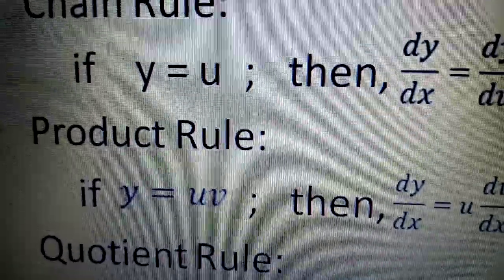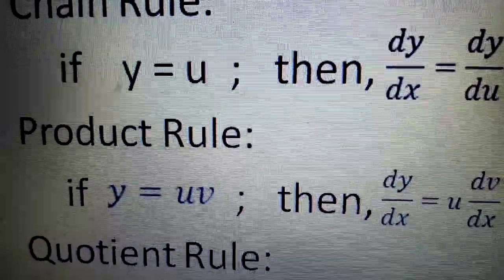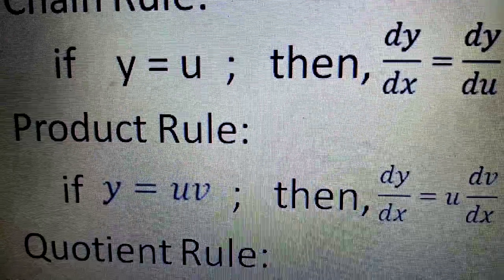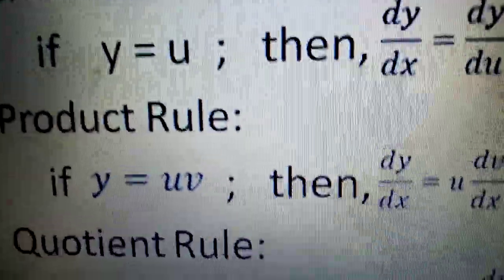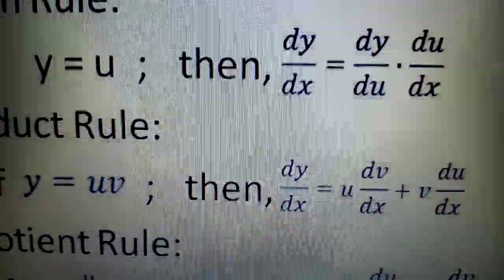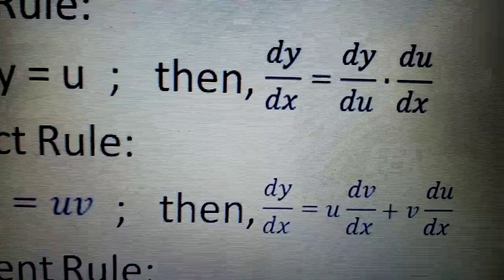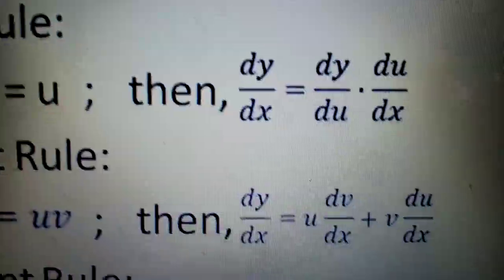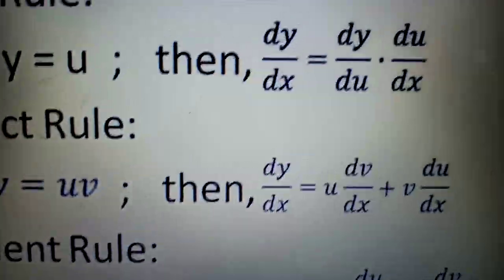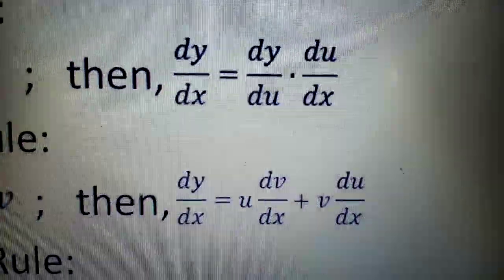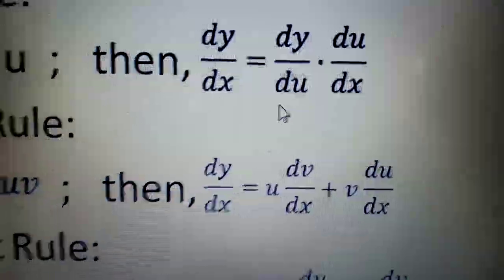Then for the product rule, given that y equals u multiplied by v, where u and v are both functions of x, the differentiation of y with respect to x will be that we hold the first function u and differentiate v with respect to x, then we hold v and differentiate u with respect to x, then we add the results together.